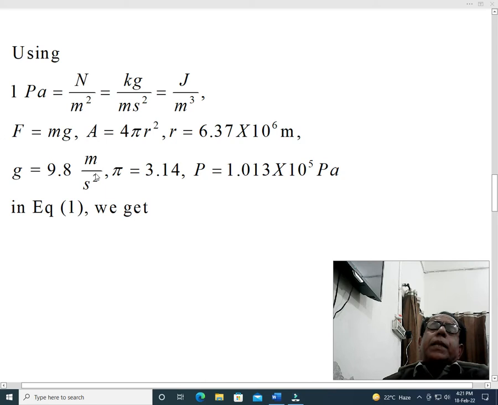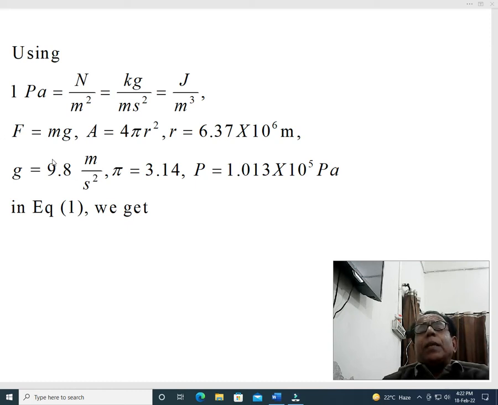Using 1 Pascal equal to 1 newton per meter square, equivalently equal to 1 kilogram per meter second square, equivalently equal to 1 joule per meter cube. To this extent we have repeated this definition many times. Here the third equivalent value is not relevant in this problem, only the second equivalent value will be used. That is, 1 Pascal equal to 1 newton per meter square or 1 kg per meter second square.